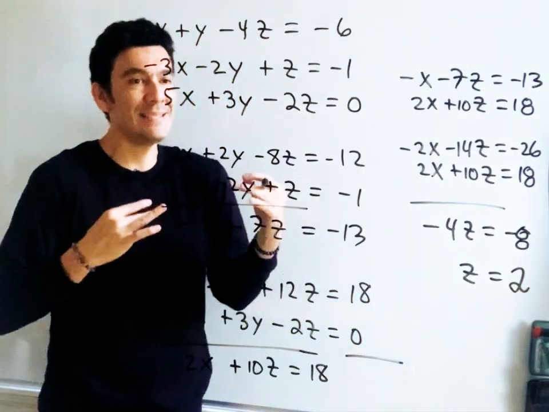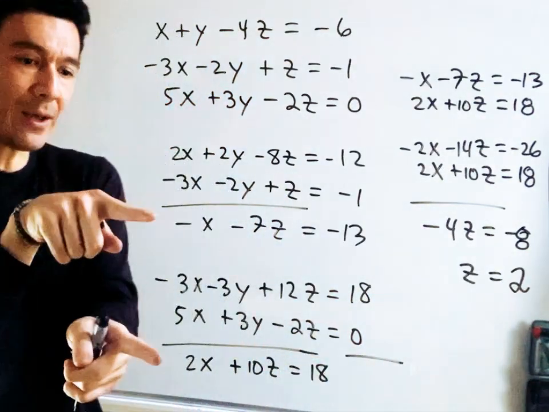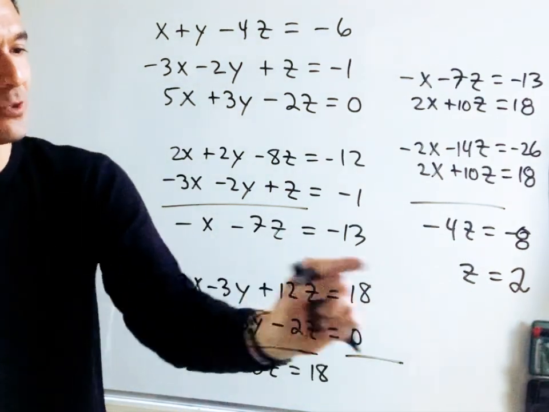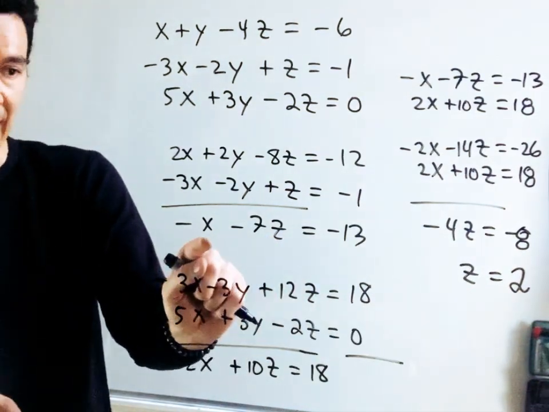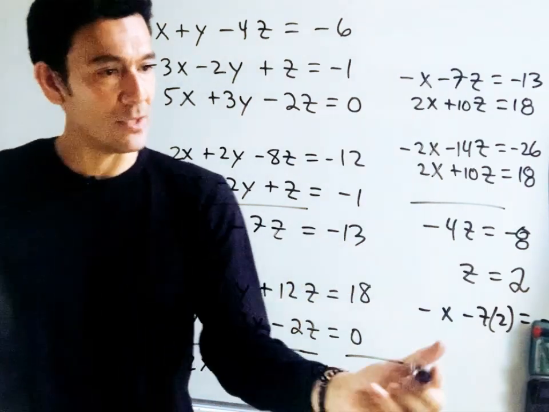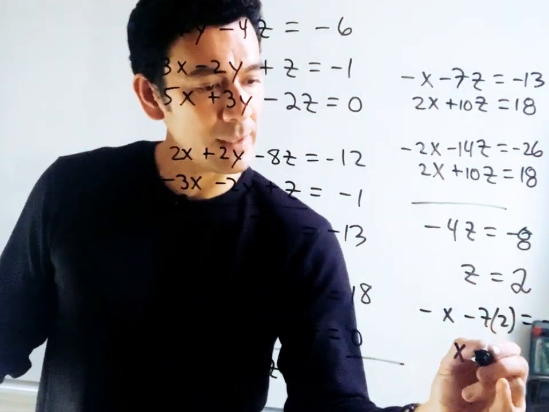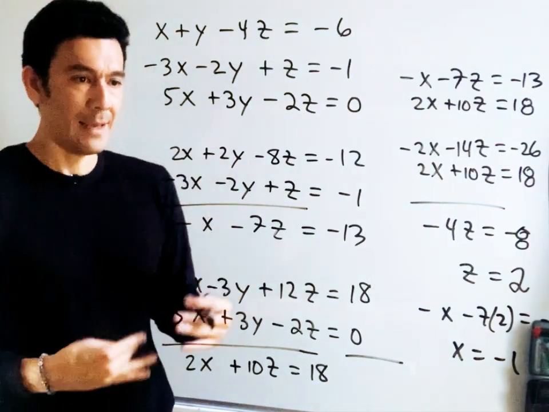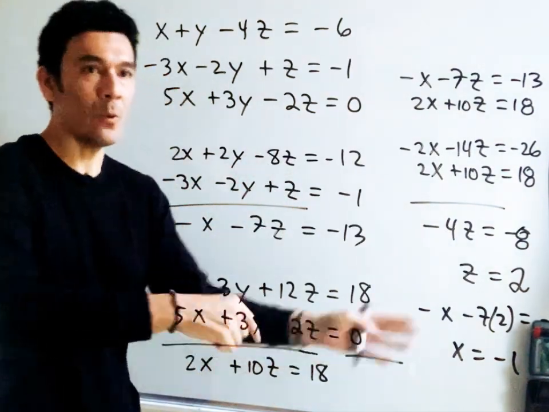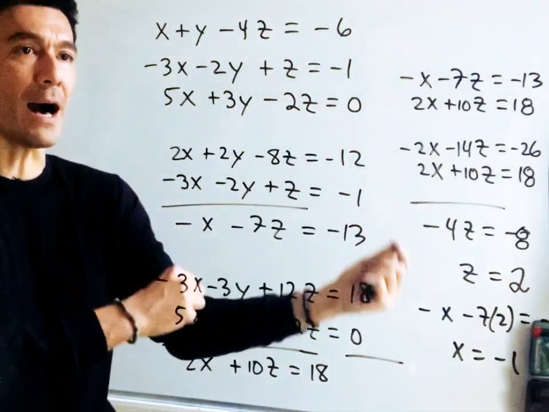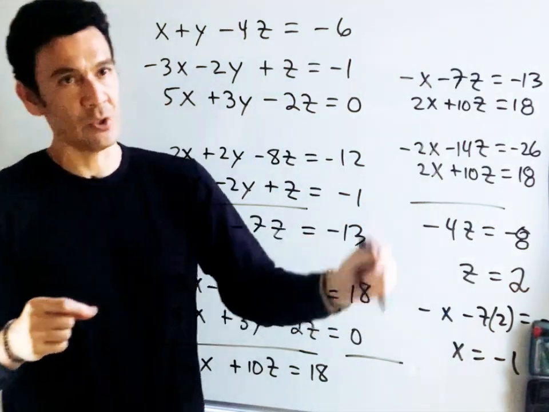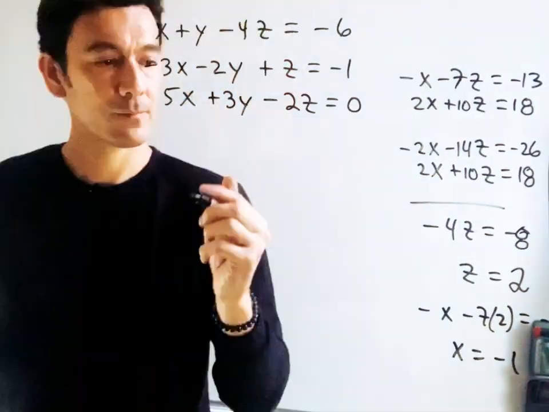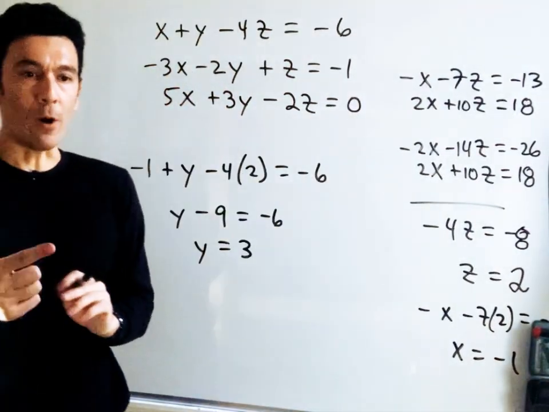Now that you know z, go back to either of these doubles to get x. How about we take 2 for z and drop it in there to quickly get x? Work out the algebra, and this reveals to us that x is -1. So now that you have x and z, go to one of the originals to find y. Maybe we'll go to the original top to discover y. And we've discovered that y is 3.